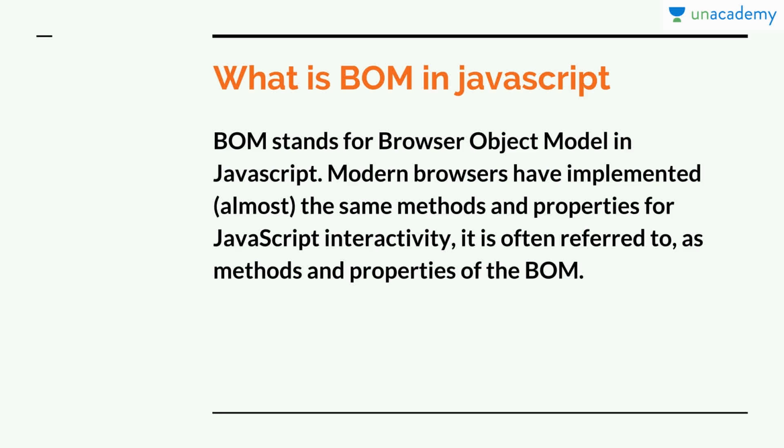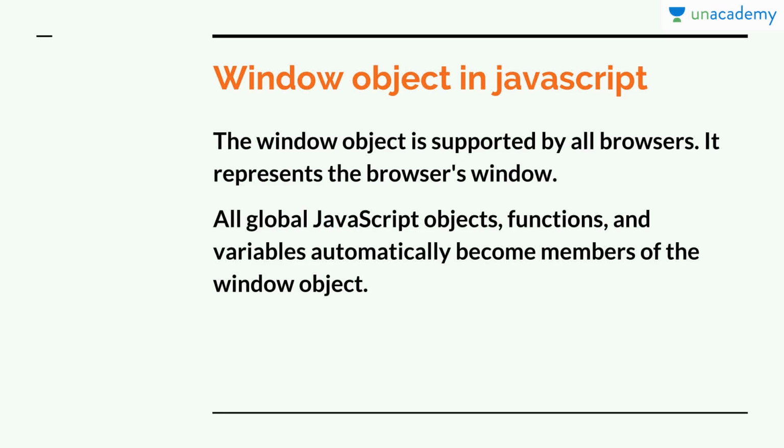So you can see which browser is used by the user, or what the screen size is, or what the different things are. For that purpose, there is also a window object available in the BOM. So let's see what the window object is. The window object is supported by all browsers. It represents the browser's window.